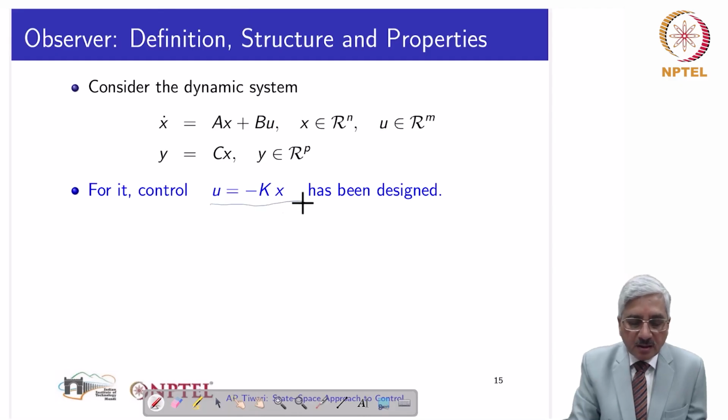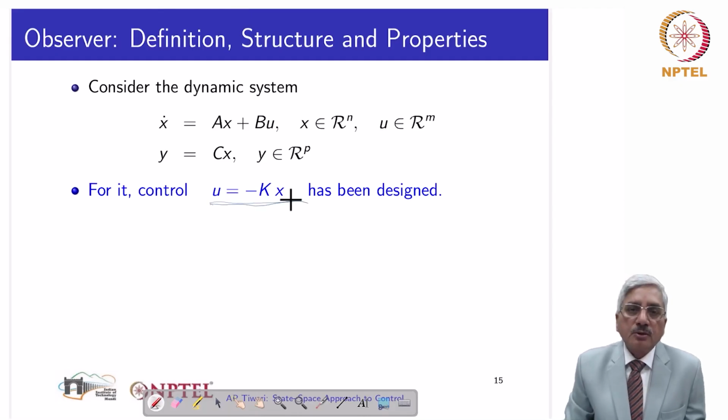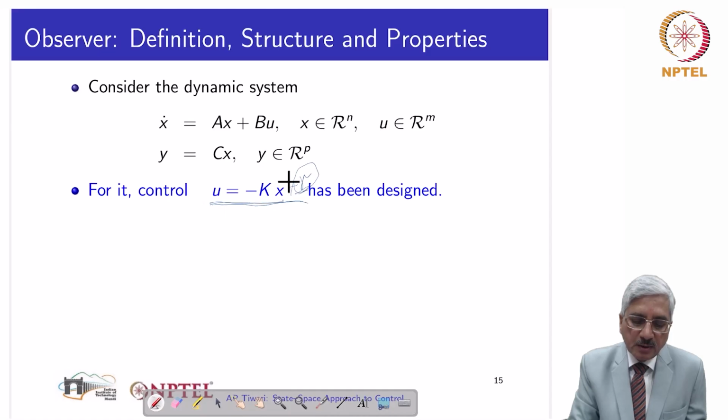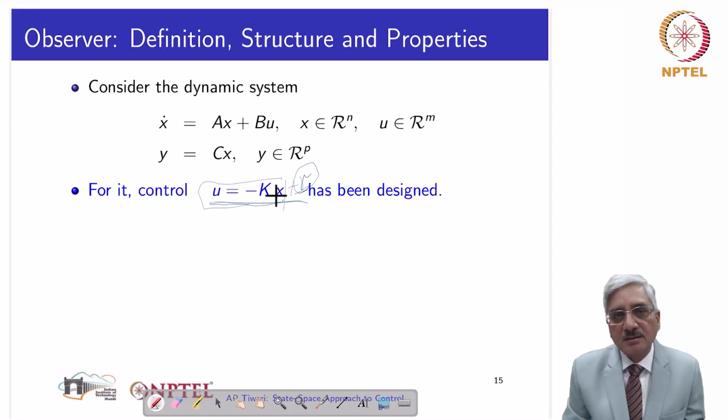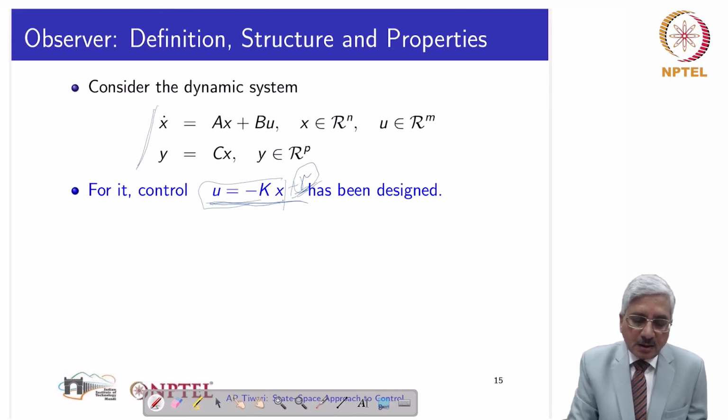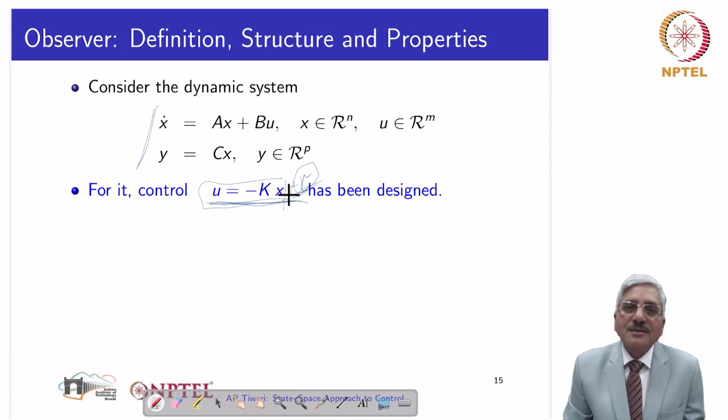And for it, the control u equal to minus Kx plus r has already been designed. So this reference many times we don't write because in the mathematical treatment it is hardly required. So even when we don't write the full equation, we write u equal to minus Kx. The student should understand that always a reference input will be present. So for this system, the linear control u equal to minus Kx has already been designed.